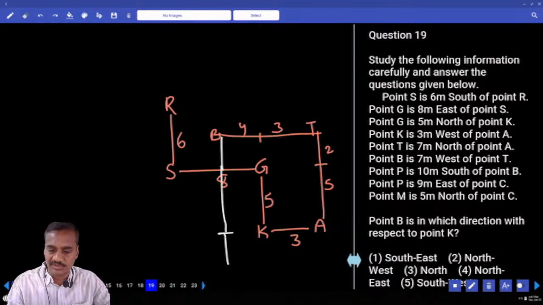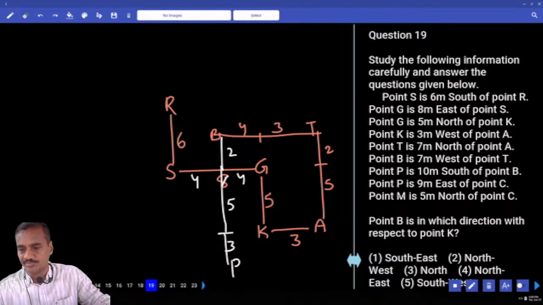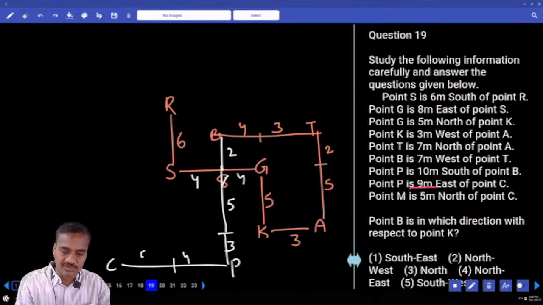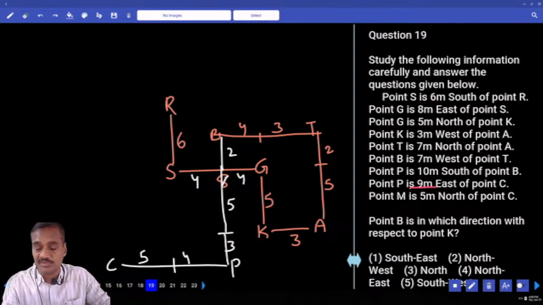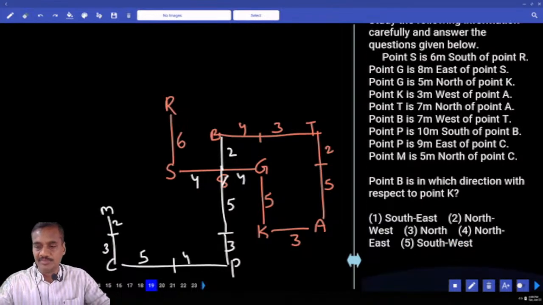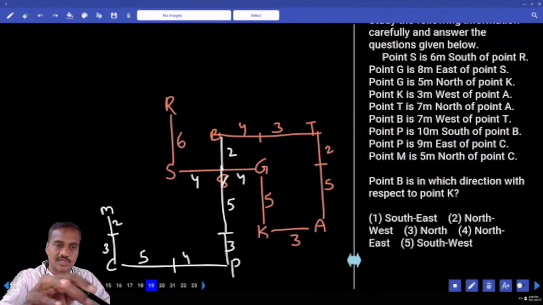And P is 10 meters to the south of B. Now this is 3, 5 and 2. Out of this 8, this is 4 and this is another 4. And next one, P is 9 meters to the east of C. C దగ్గర నుంచి 9 meters అంటే ఇక్కడ ఏమొస్తుంది? ఇది 4 and this is another 5. And M is 5 meters to the north of C. 5 meters అంటే here, this is 3 meters and the 2 meters. Now this is M, which is 5 meters. Then B is in which direction with respect to K? B ఎక్కడ నుంచి చెప్పండి with respect to K?